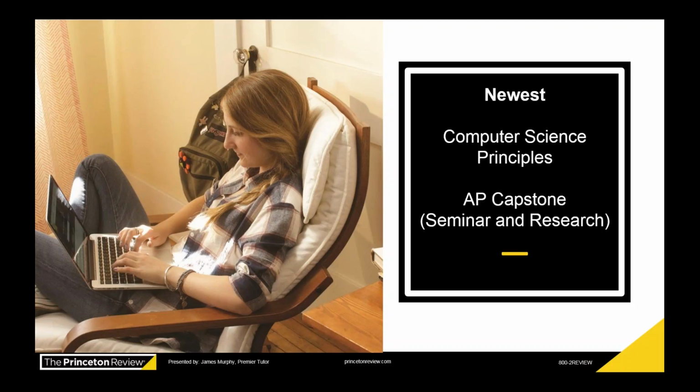The 2 newest APs are the computer science principles class, that's typically taken by 9th or 10th graders, so this is an introduction to computer science. And then the other one that's been recently introduced is the AP Capstone course. This is generally taken over 10th and 11th grade.